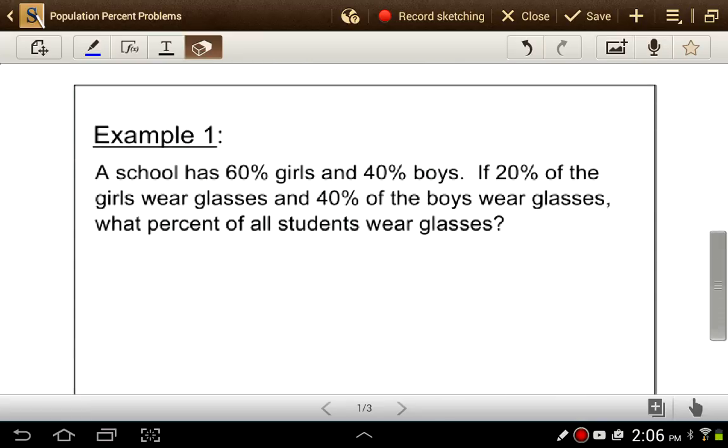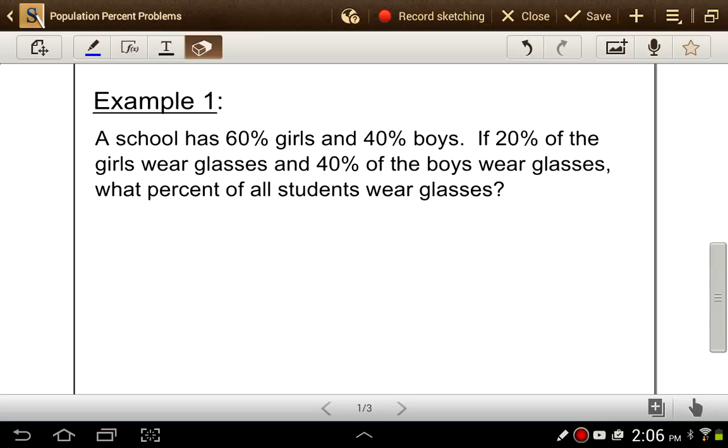In example 1, we have a school that is 60% girls and 40% boys. 20% of the girls wear glasses, and 40% of the boys wear glasses. What percent of all students wear glasses? Well, it's a little bit harder because the girls and the boys are not equal. So what we have to do is figure out what percent of the total amount each category represents.